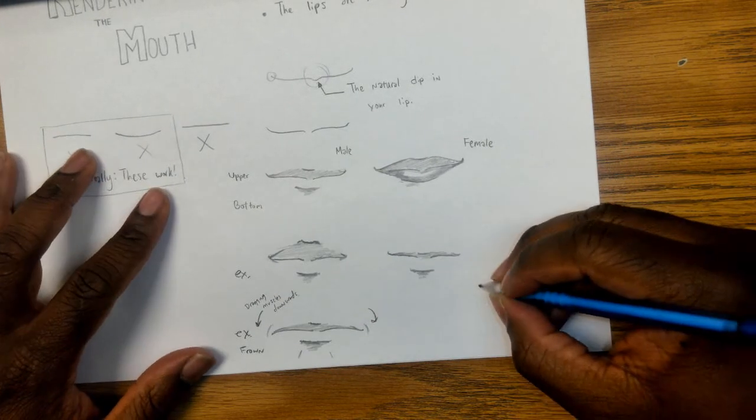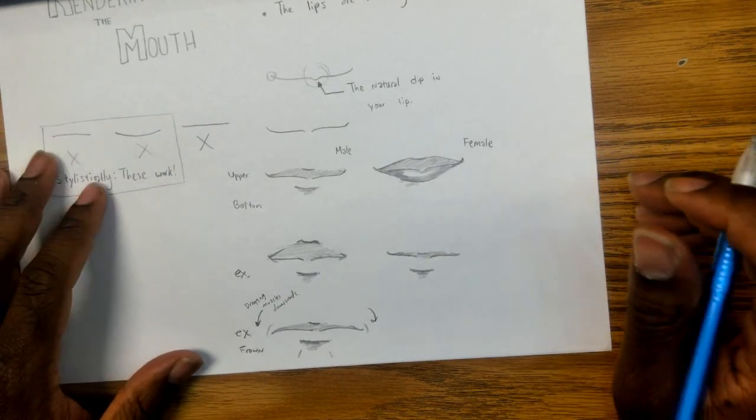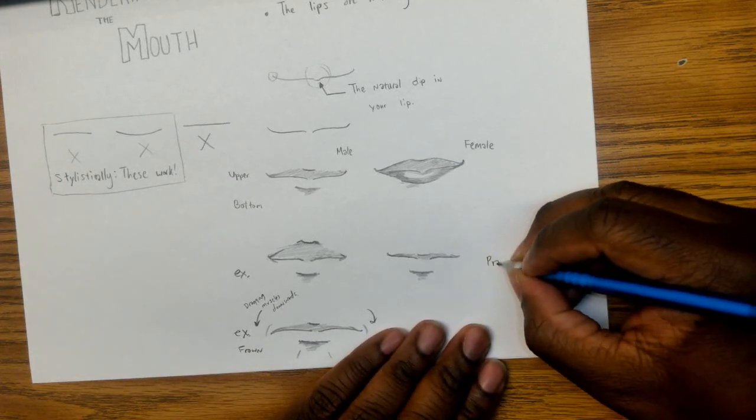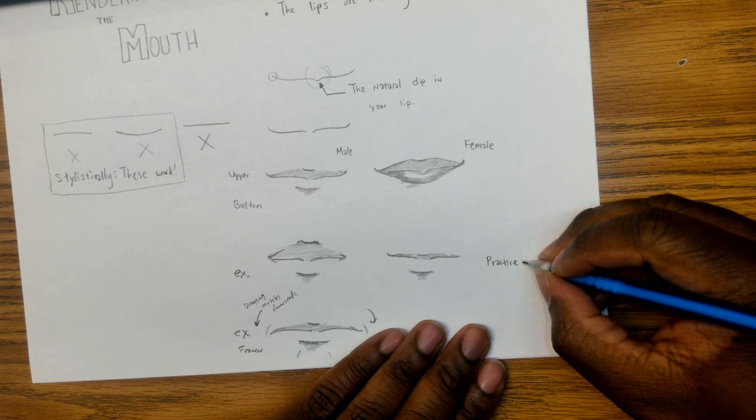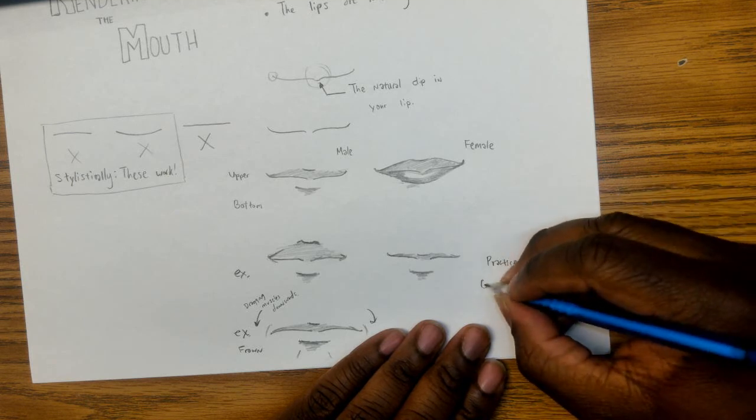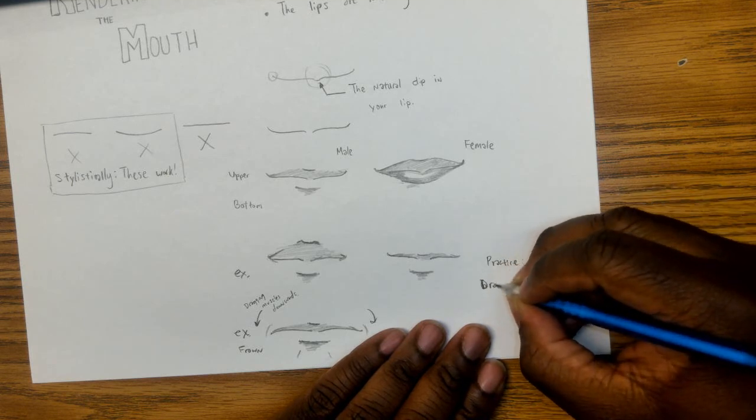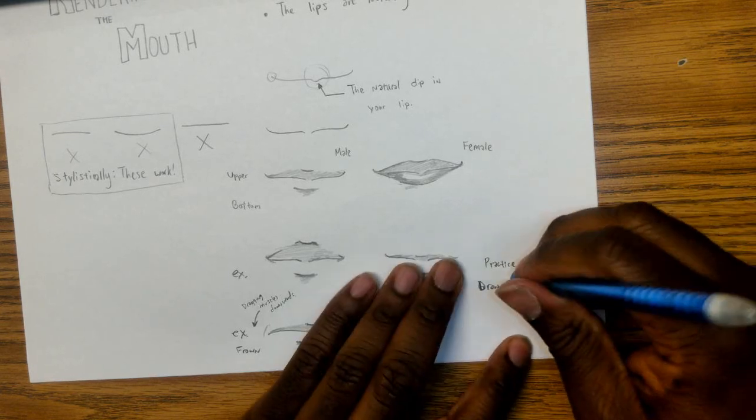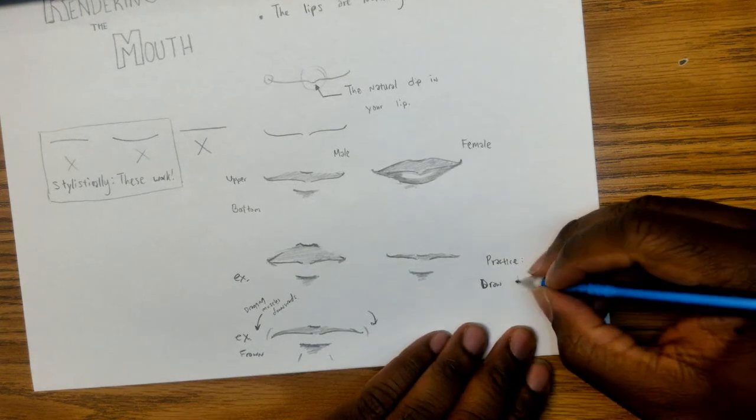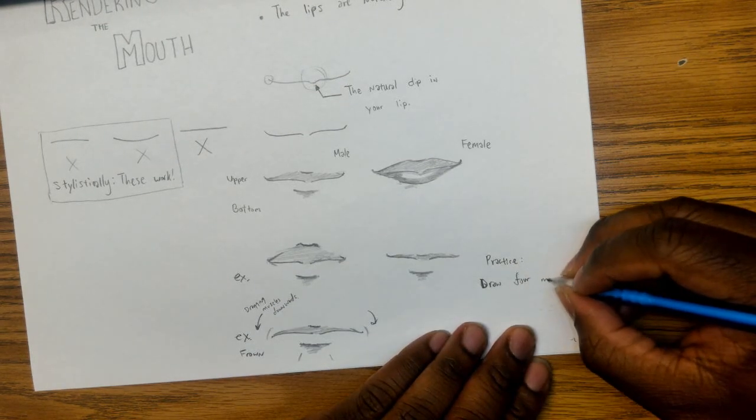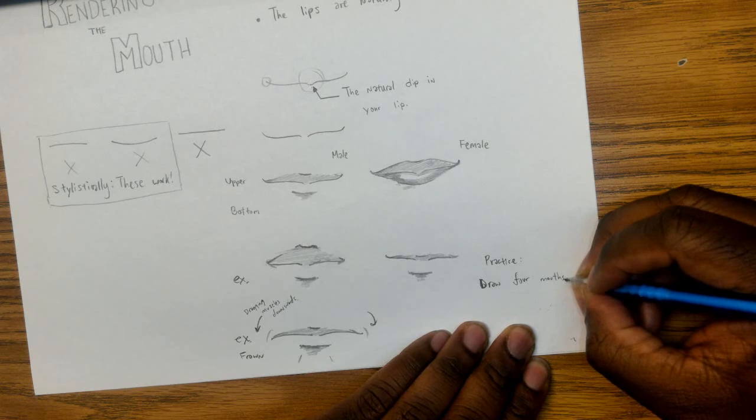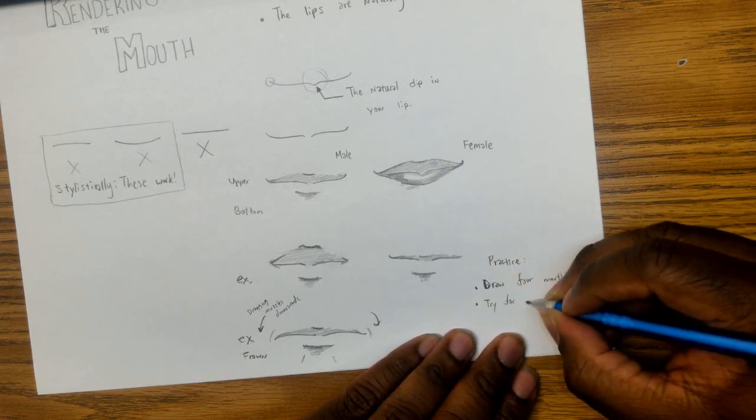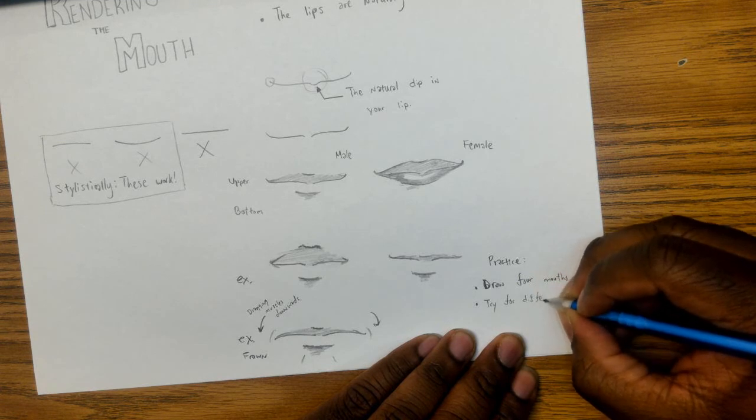So, here's what we're going to do. Look in the mirror, use your phone, use pictures online. But for practice, draw for me, let's say 4 mouths, and try for different expressions for each one.